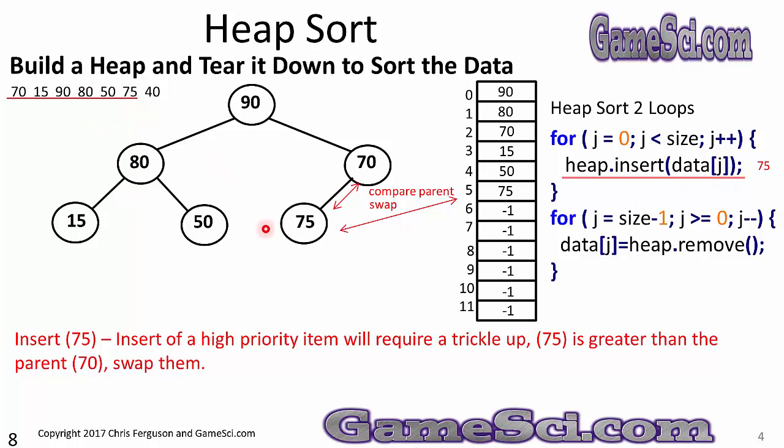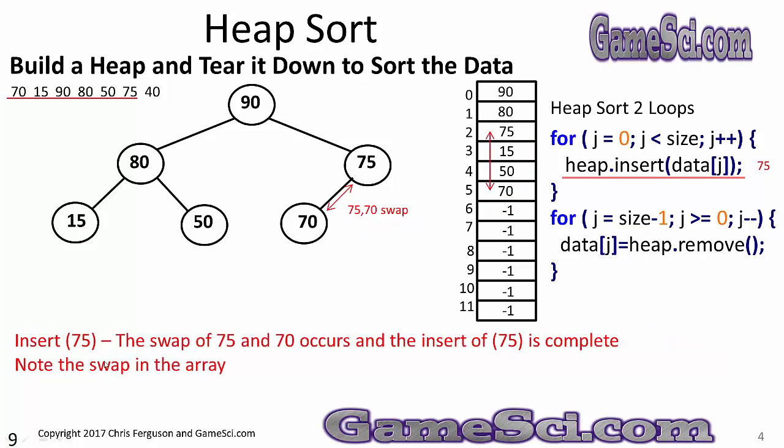75, like all new items, goes in at the end of the heap, at the end of the array right here. We then trickle it up by looking at its parent. Turns out 75 is greater. Time for a swap. Insert 75. The swap of 75 and 70 occurs, and the insert of 75 is complete.